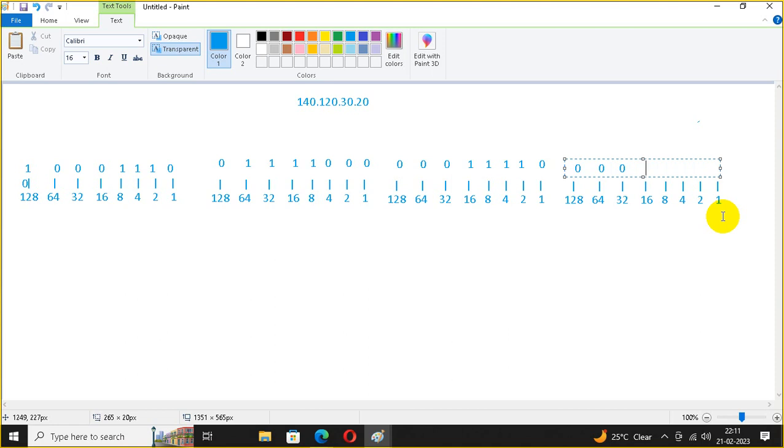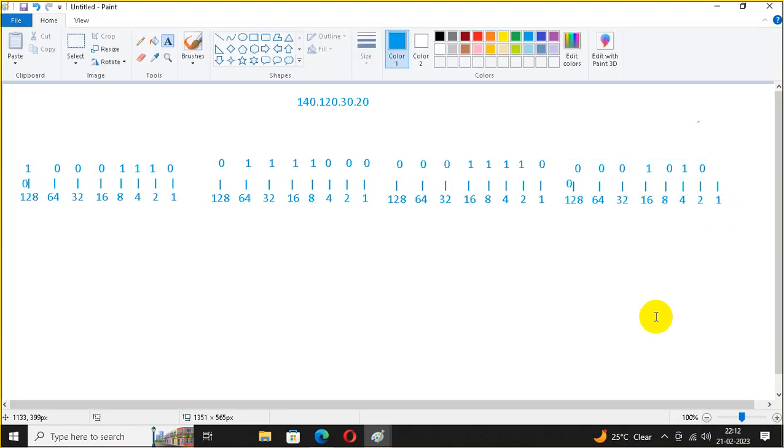Okay. So 0 0 0 and then how much? How will you create 20? 64. Then 0, 0. Very good. Now you understand how decimal to binary can convert. If anyone gives you a decimal IP, will you be able to convert it into binary? Yes, sir.